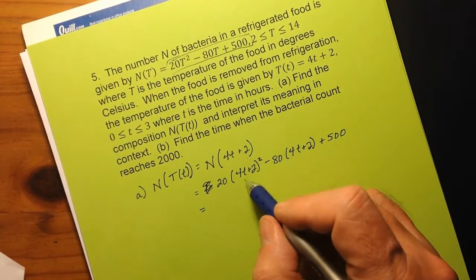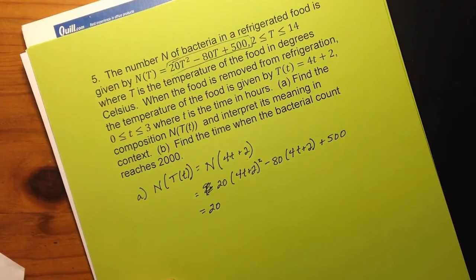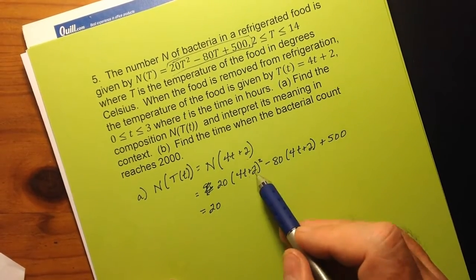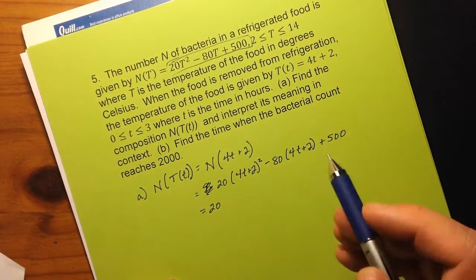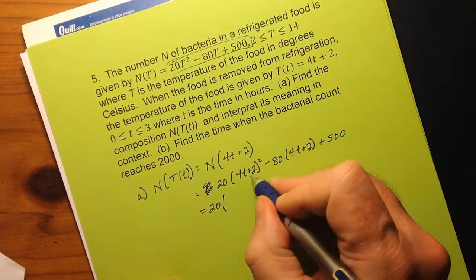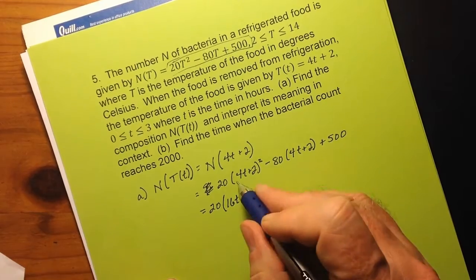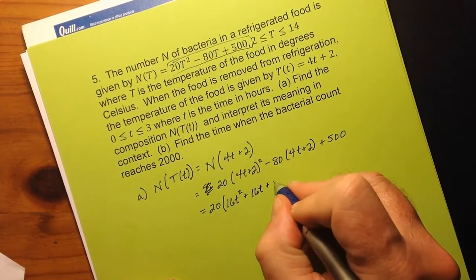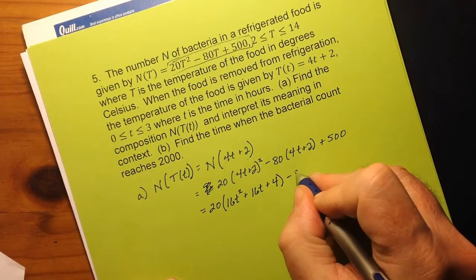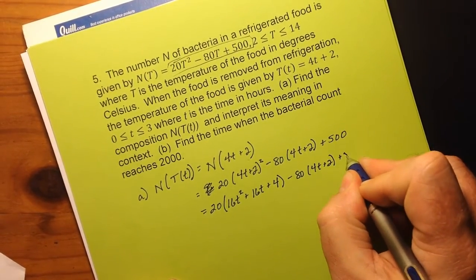First thing I'm going to do is square this thing, because Please Excuse My Dear Aunt Sally says take care of your parentheses first, and then exponents, so I'm going to square before I start multiplying. So (4t plus 2) squared is 16t squared, plus 4 times 2 times 2, which is 16t, plus 2 squared is 4. Minus 80 times (4t plus 2), plus 500.